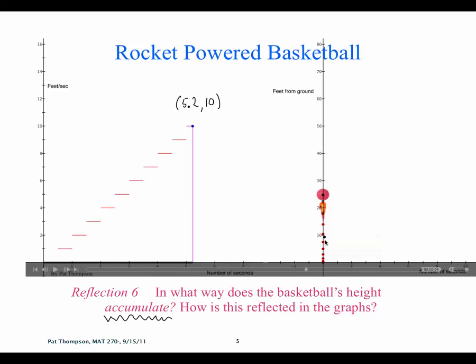Okay? So you can see here, every half second, these red dots are showing the new value of height. So in every half second, we get a little bit of height added to the previous total height. And that's the idea of accumulation, that quantities accumulate bit by bit by bit. So delta H1 plus delta H2 plus delta H3. And these are just like delta Y's, okay? So these are delta Y's.